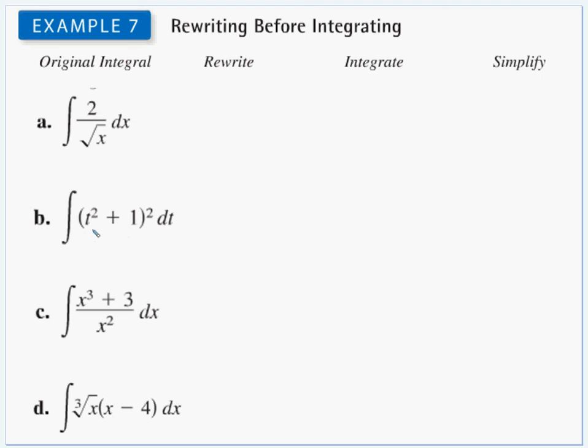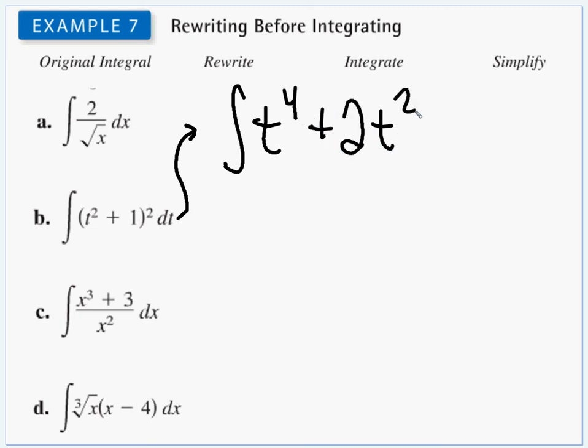Now this one, there is a way we will learn eventually to antiderive a quantity squared, but for now, let's just FOIL it out. I'm going to write it up here because I'm going to run out of room. If we FOIL that out, t squared plus 1 squared, we're going to have t to the 4th plus 2t squared plus 1. So that is our rewrite. We've just rewritten it, expanding it out as a binomial.